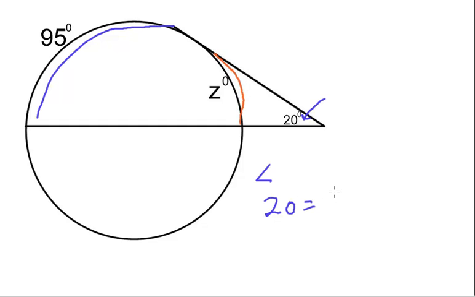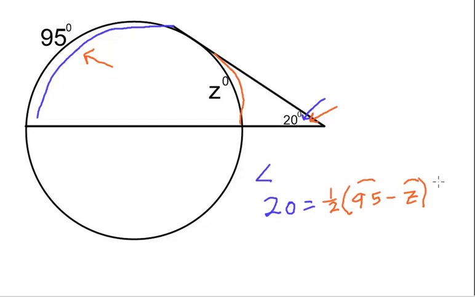So it's going to be 1/2 of the difference between the arc that's furthest away, right here, 95, minus, because it says the difference, z. Not minus 20. 20 is the angle. And we're looking for arcs, because this is an arc and this is an arc. So now in this case, we don't have z by itself. So that's when we're going to do this multiplying everything by this reciprocal.